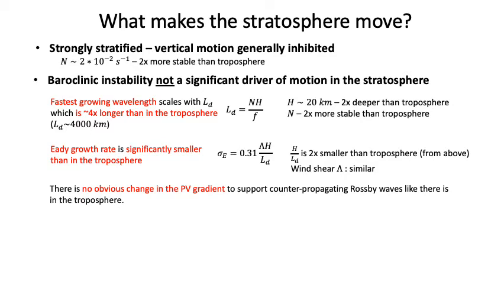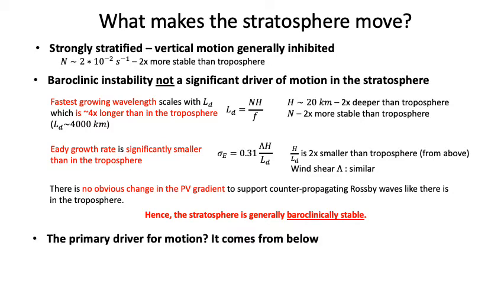So the other key aspect is that there's no obvious change in the PV gradient to support counter-propagating Rossby waves like there is in the troposphere. So the mechanism by which instability can occur that we've talked extensively about in this class, it's not clear where that would exist. We don't really have the same surface and tropopause Rossby edge waves or anything like that. So it's just not clear how that would actually occur. So in general, we say the stratosphere is generally baroclinically stable.